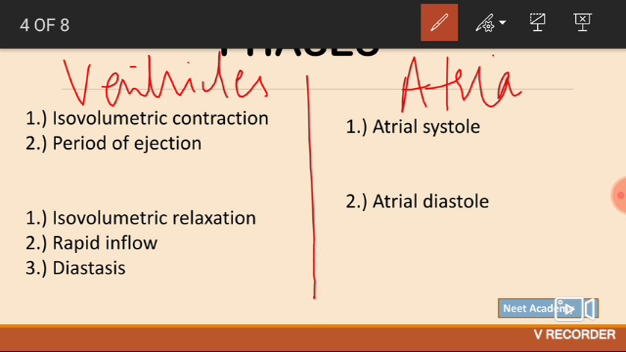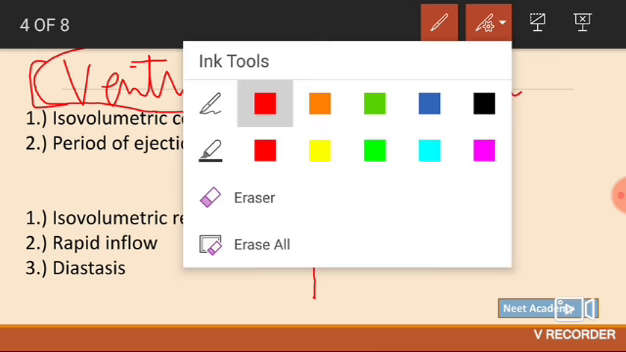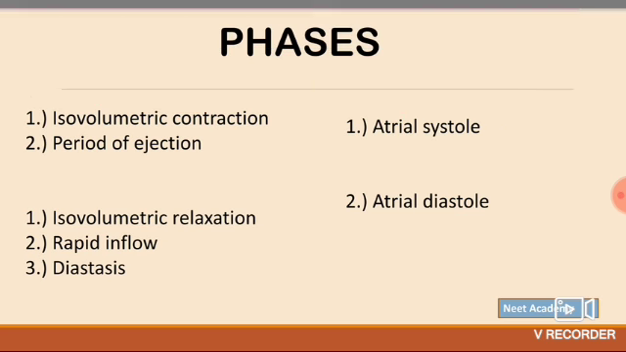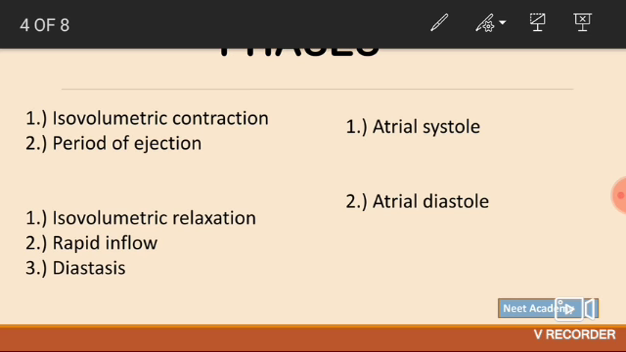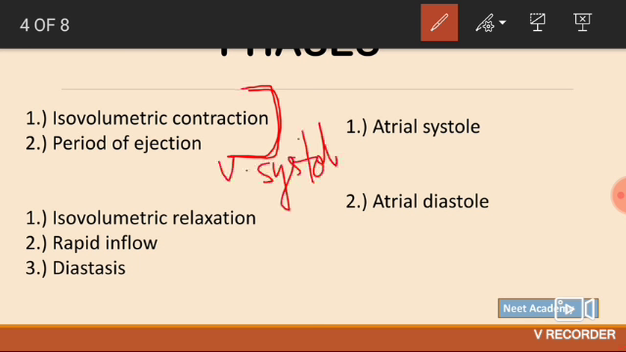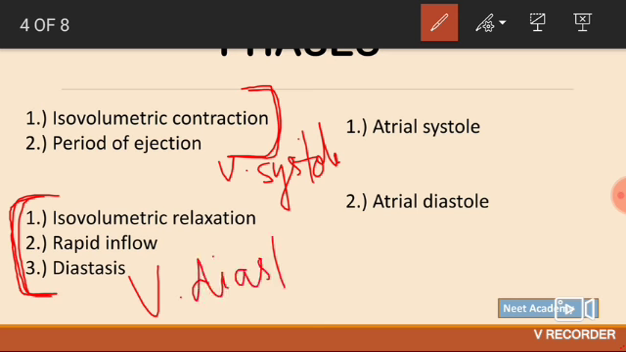Now when we see ventricles, the main important part is ventricles, because ventricles are the part of the heart that is supplying blood to our body. So what we need to know in detail is about the ventricles. Looking at each and every phase, first we'll be seeing isovolumetric contraction and period of ejection. These are two events which are taking place in ventricular systole, meaning when the ventricle is contracting. And these three subtypes are the phases of ventricular diastole, that is when the ventricle is relaxing.